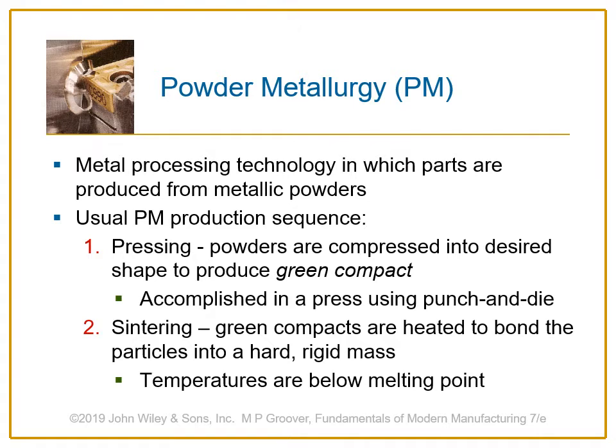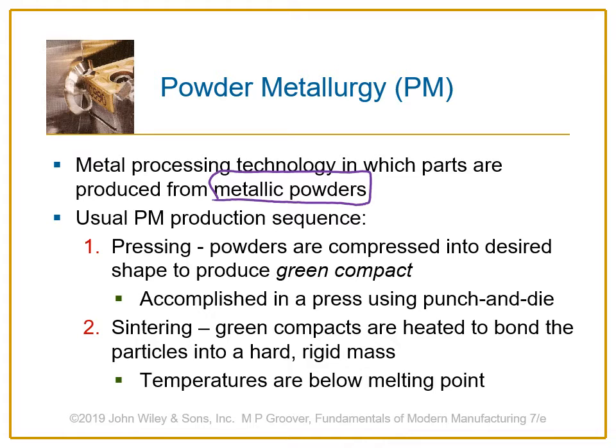Powder metallurgy is a metal processing technology in which parts are produced from metallic powder. So again, the parts are produced from metallic powders. In the usual powder metallurgy production sequence, the powders are compressed into the desired shape and then heated to cause bonding of the particles into a hard, rigid mass.